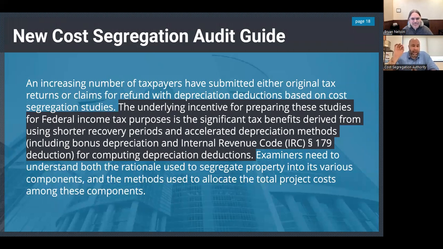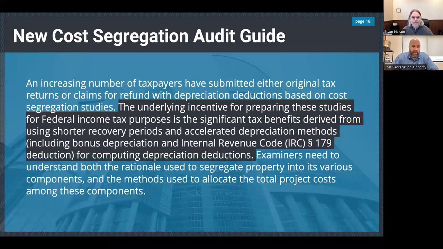The IRS issues an audit guide that tells their agents how to review these cost seg studies. There hadn't been any major changes to the audit guide since 2007. So at the end of last year, the IRS came out with a new audit guide. The reason for that is cost segregation has kind of been the Wild West. There's no governing body. There are all kinds of different methodologies on how to do cost segregation. And the IRS is saying, hey, we've got to standardize some of these processes and make it even across the board. So they came up with the new audit guide, or revised the audit guide.